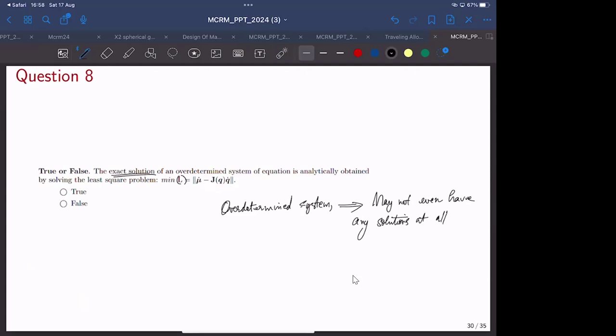Right? Because there are more constraints, but we have only fewer variables. And there is no way that we can make fewer variables satisfy all the constraints. So if that is the case, the only possible workaround is to have an approximate solution. It's not an exact solution, it's an approximate solution using least squares.